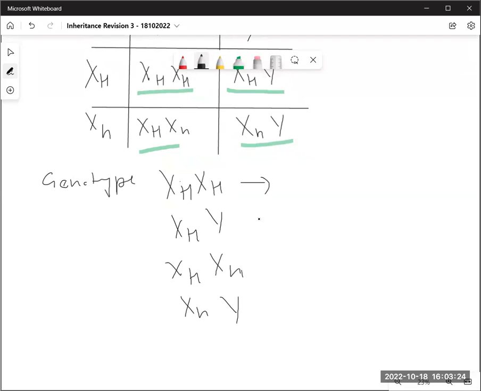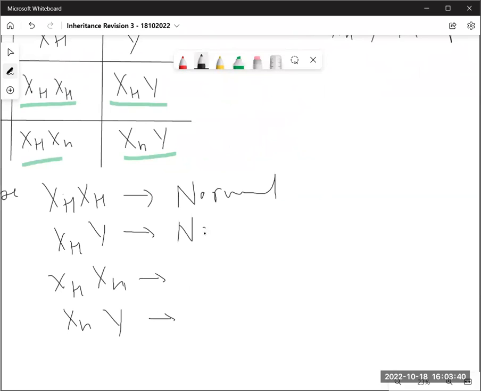Now, Zara, quickly tell me the phenotype of all of these. Okay, so the first is normal. Say that again, we don't have recessive here. We only say normal or hemophilia. Next. Is it small h? No, so it's normal too. And this one, Diana, the last one. Hemophilia.